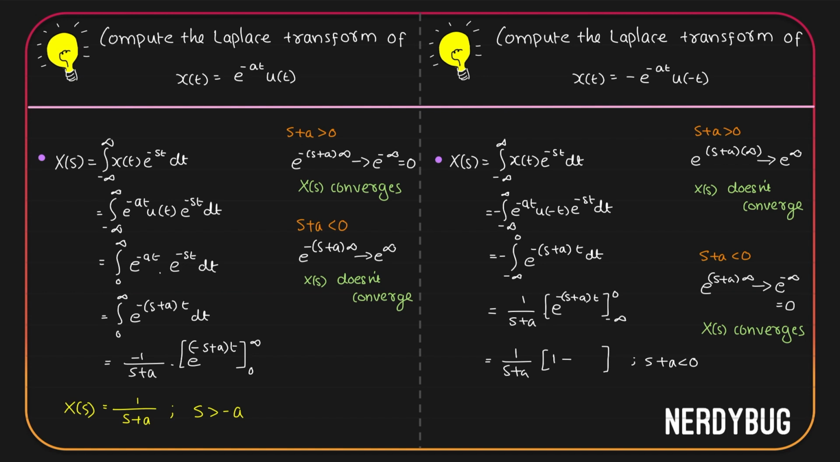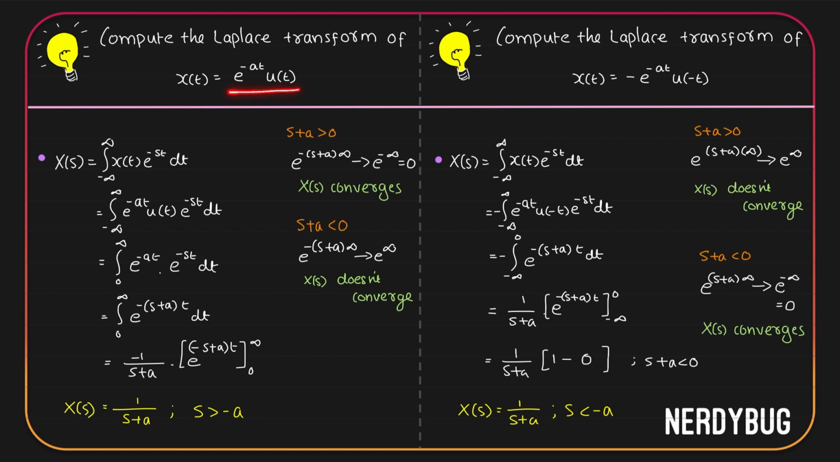So we will take that condition. S plus a is less than 0, then giving the lower limit, I will get e raised to minus infinity, that is 0. So x of s is equal to 1 by s plus a, and s plus a is less than 0. Instead of writing s plus a is less than 0, we can write s is less than minus a. Now let us compare the two results we got.